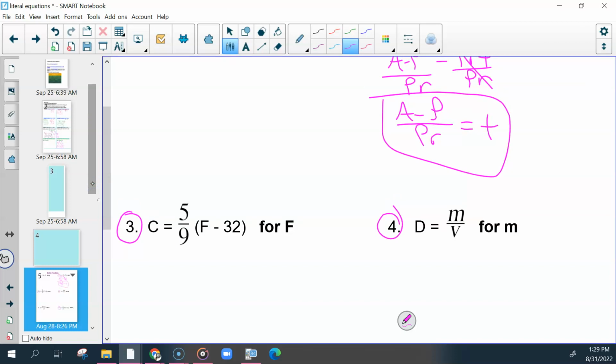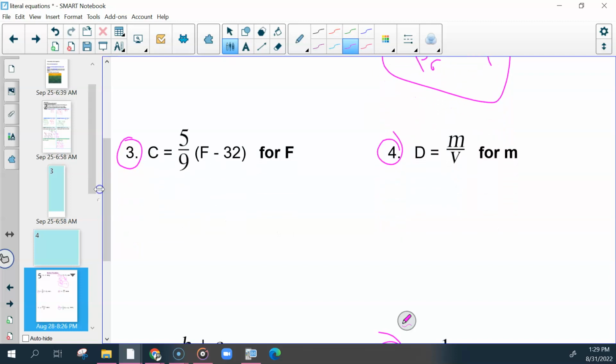Alright, number 3. We were trying to get f by itself. Right now it is inside parentheses. There are really 2 ways to solve this. One deals with multiplying this 5/9 to everything, so you end up multiplying 5/9 to 32. To avoid that, I'm going to show you a different way. You could still do it that way.